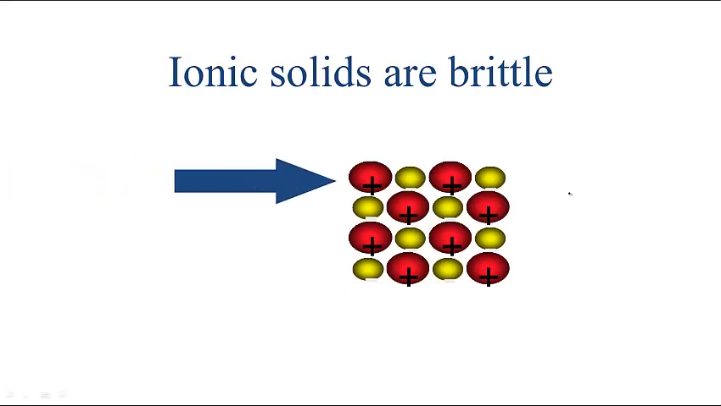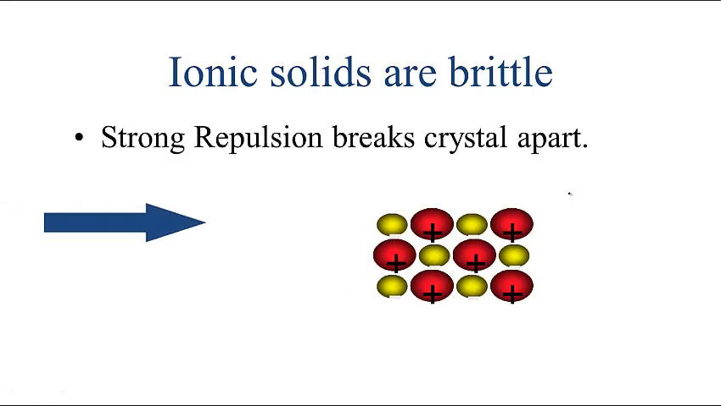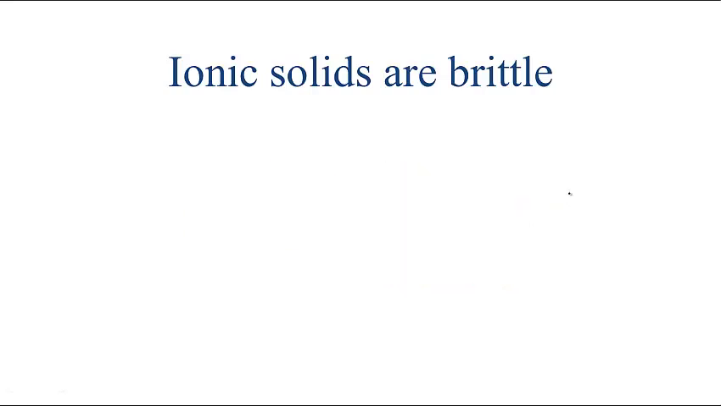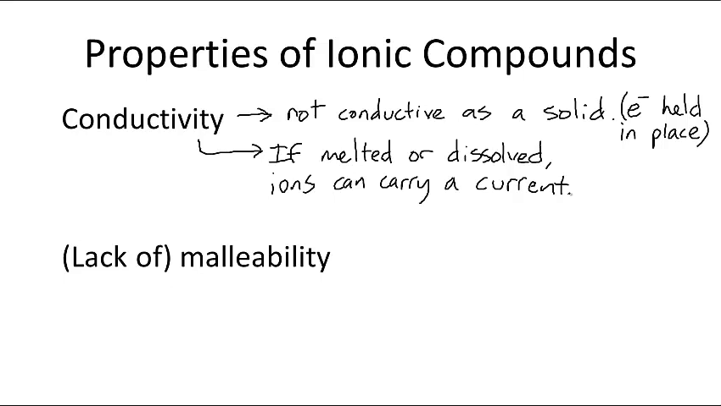If I push on this crystal and slide one layer, then what happens is I now have negative near negative and positive near positive. And so if I push on it enough to slide one layer, now instead of attraction, I have repulsion. And so the crystal is going to break rather than bend. Okay?